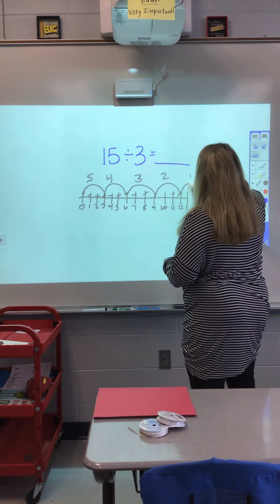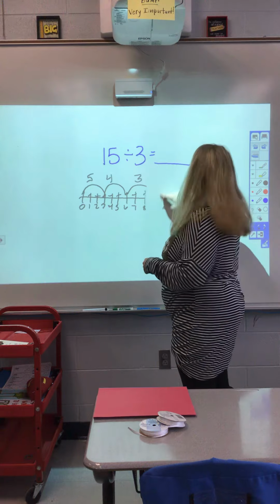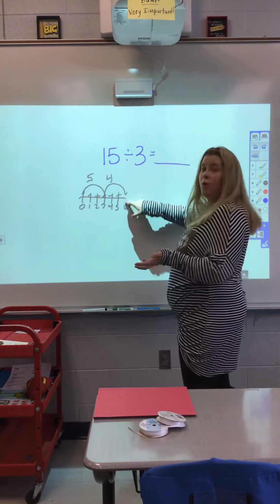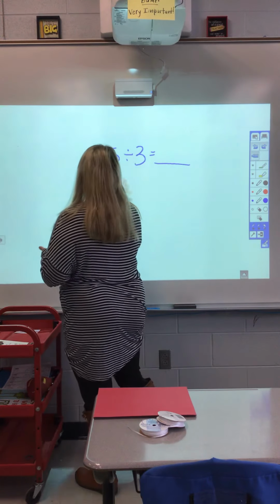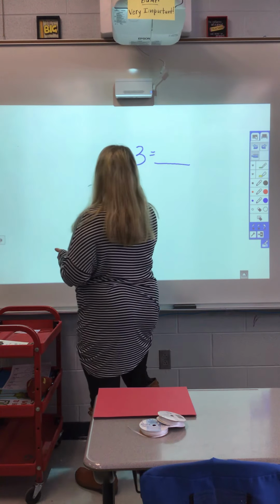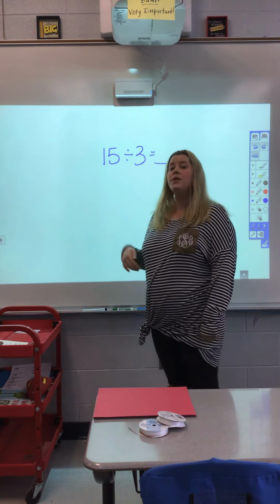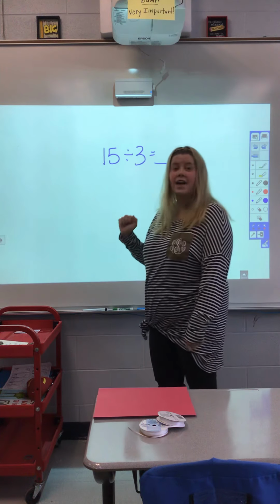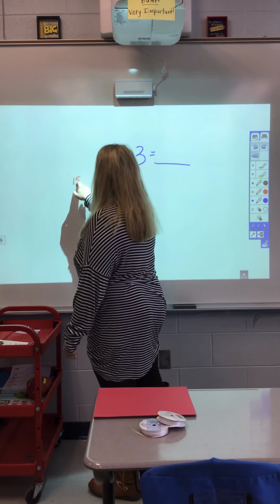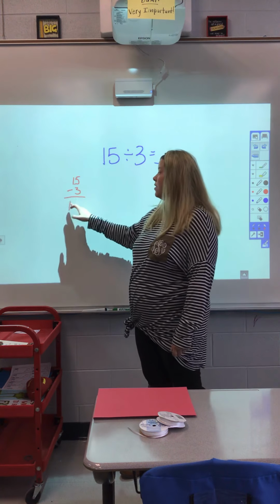All right, and then our third strategy is quite literally repeated subtraction. So, there we go. Repeated subtraction is I start with a subtraction fact. So 15 minus 3. Okay, 15 minus 3 is 12.